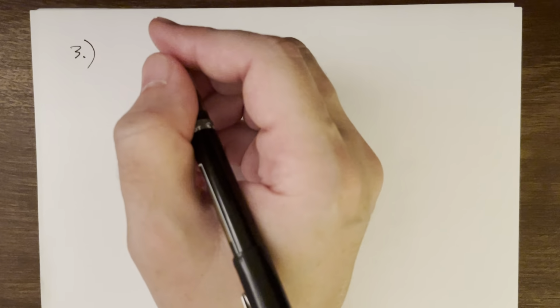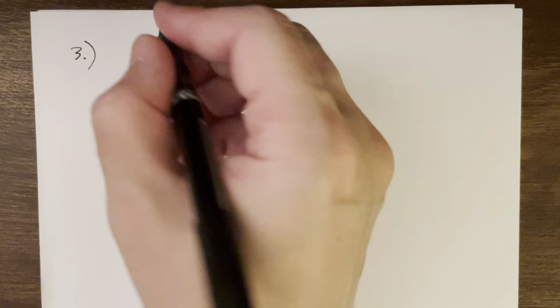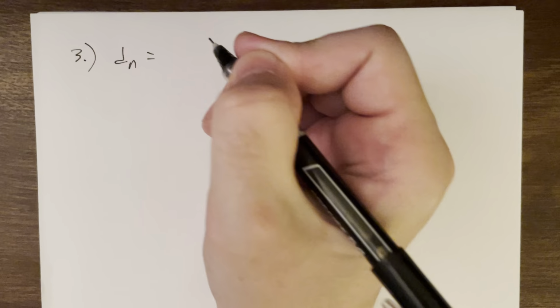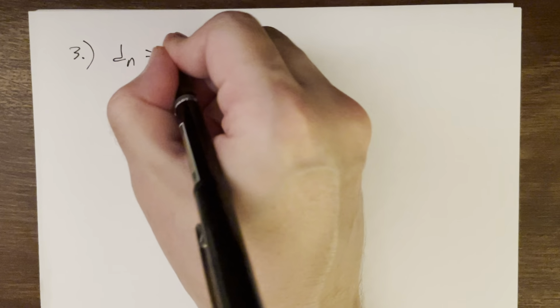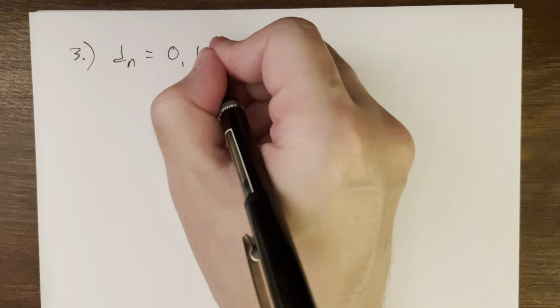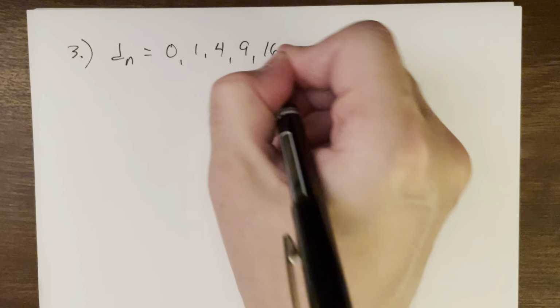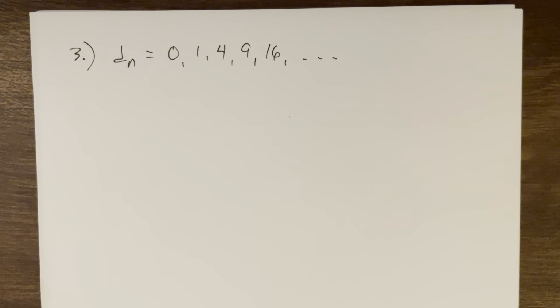All right. Still want to do a couple more. So now, still converge, diverge. Number 3. Let's look at the sequence. What are we up to? I guess that would be d sub n. I used c sub n already. d sub n is 0, 1, 4, 9, 16, dot, dot, dot.